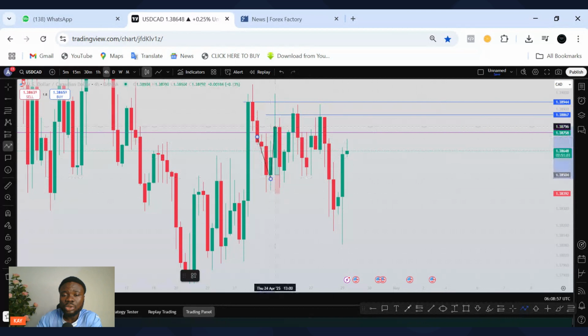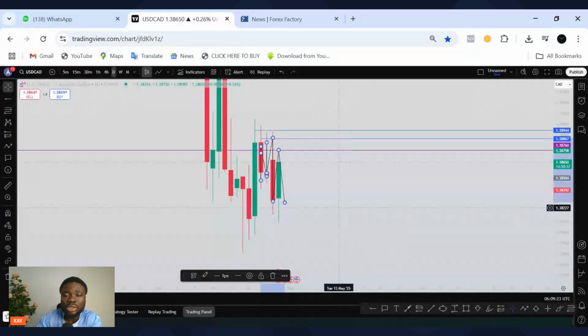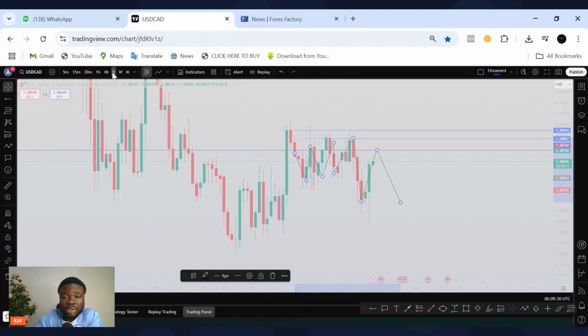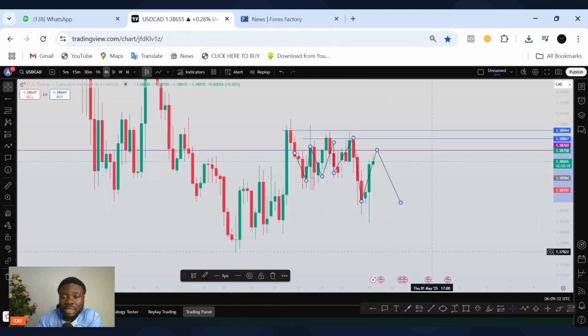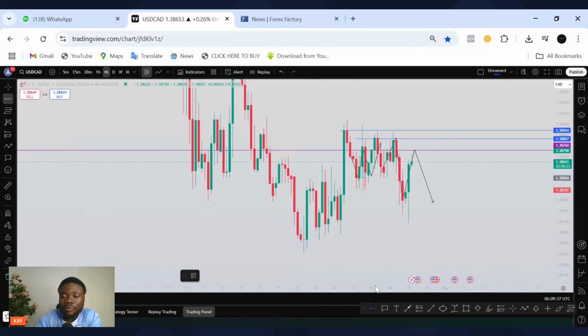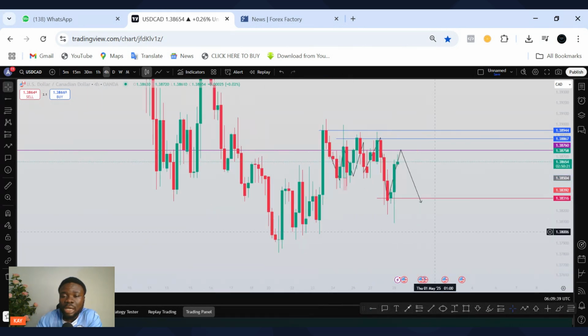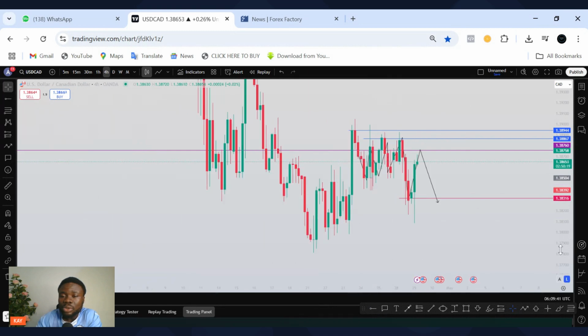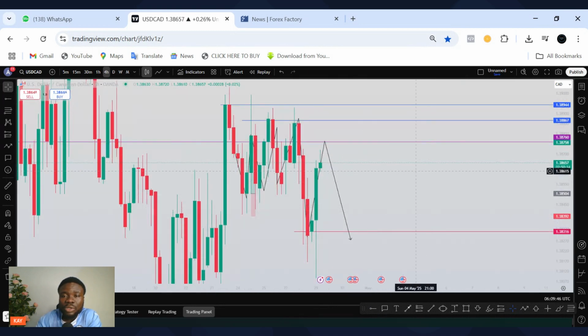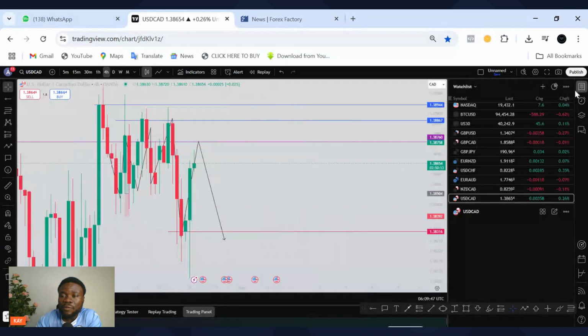The daily time frame is in an uptrend, and the H4 time frame is in a downtrend. So I'm waiting for a support to be created, then maybe we can find a sell opportunity at this point in the market. So that's it for the daily market outlook for 29th of April 2025.